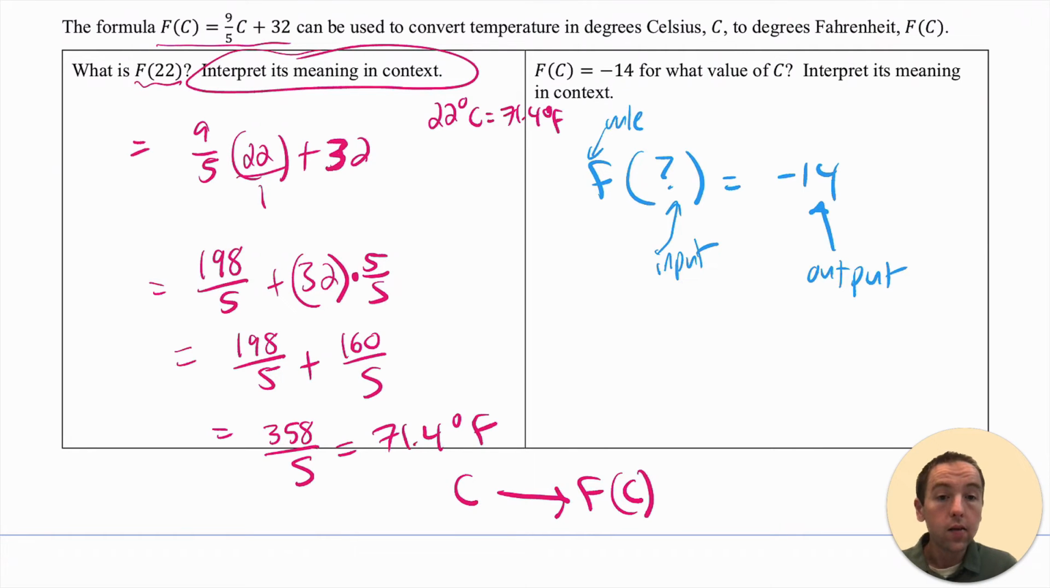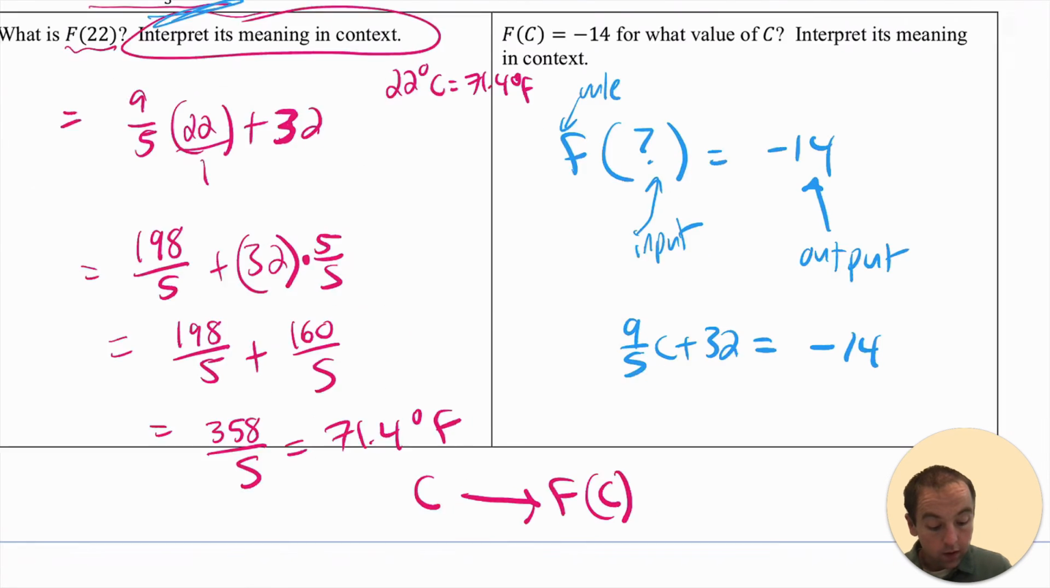We know the answer to taking 9/5 times something plus 32 is -14, which means really we can just set the rule, 9/5. Let me write that correctly. This rule of 9/5 c plus 32, and it's going to give us an answer of -14, right? And then we can just take that equation and solve it for c to figure out what that corresponding c value would be.